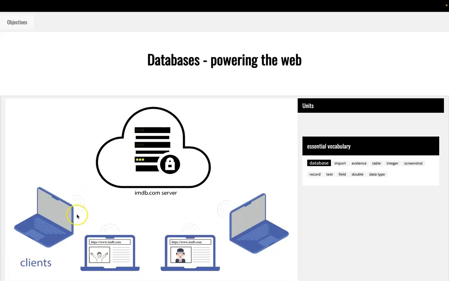The scenario is some client devices, such as your smartphone or your laptop, are requesting information from a web server, for example, imdb.com server. The server gathers the requested information, pushes it into a web page, and sends the web page file back to the client device where it is displayed in a browser.